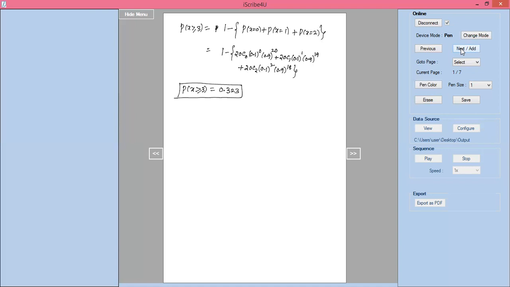Thus the number of defectives in 1000 samples is 1000 into 0.323, which equals 323 samples of defective parts. So this is the solution for the given problem. In this way, we can solve any problems in binomial distributions.